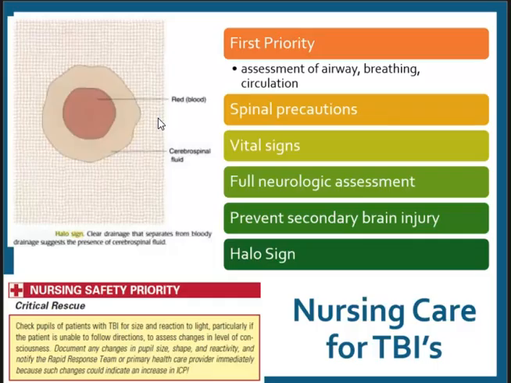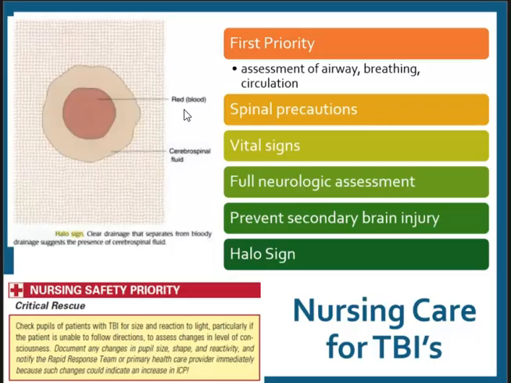So for TBIs in general, this is going to be your halo sign. The first priority for your nursing care for TBIs is assess airway, breathing, and circulation. They're going to be on spinal precautions. You're going to need to be getting vital signs frequently, doing neuro assessments. You definitely need to get that baseline so we know if they're improving or getting worse. Prevent that secondary brain injury, and monitor for your halo sign.